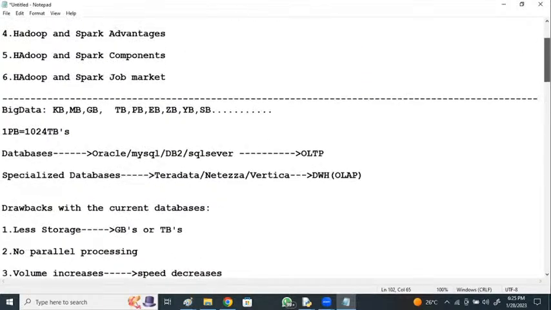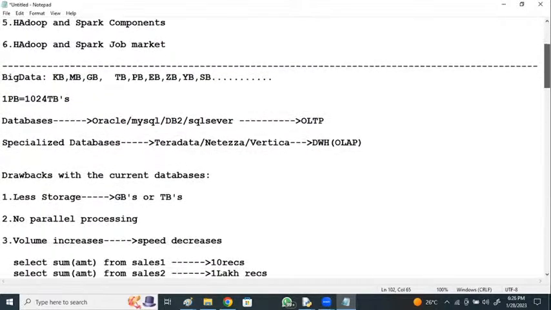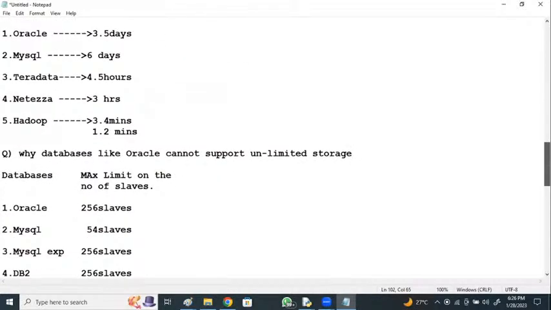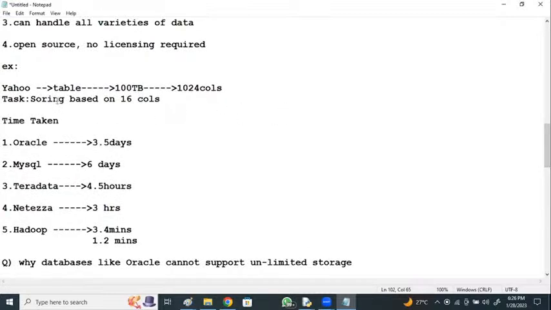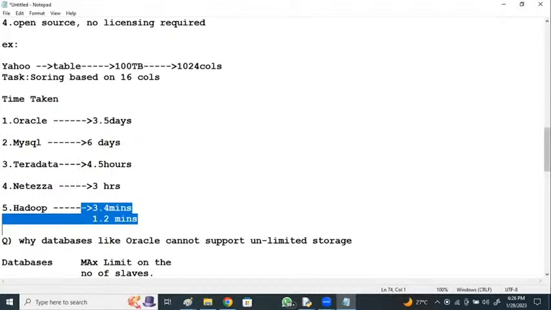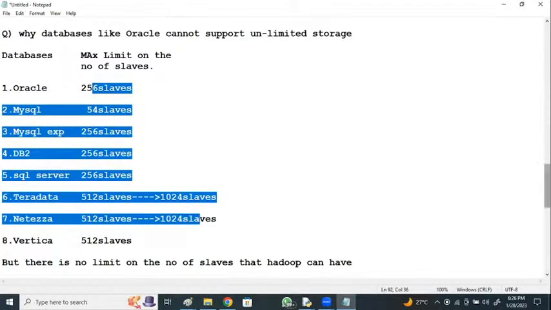Understood? What is Hadoop, why Hadoop, and the drawbacks with databases, and Hadoop advantages. Today, most applications generate huge data, so to be stored and processed, these big data tools are mostly preferred. One second. Now see these advantages. Tests were conducted by Yahoo to check the speed of these databases, where Hadoop took minutes, whereas the others took days and hours. Databases like Oracle cannot support this because they have a limit on the number of slaves.